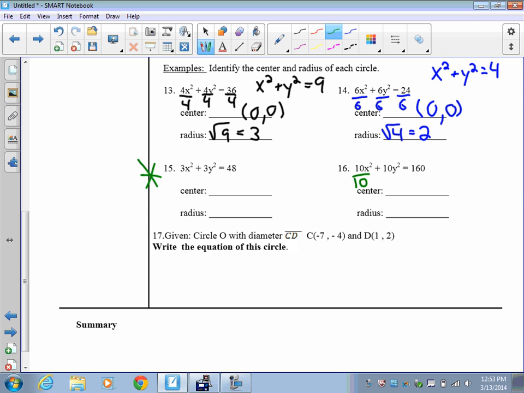16, we just divide by 10. We get x squared plus y squared is 16. So our center is 0, 0, and our radius is the square root of 16, or 4.